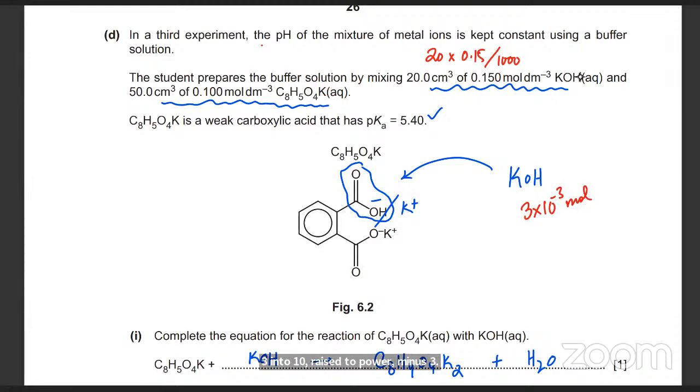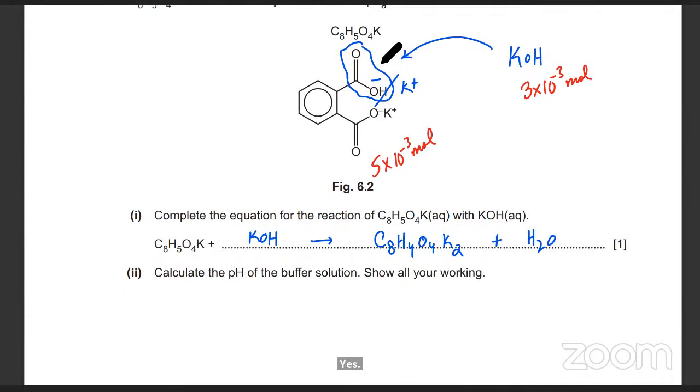And how many moles of this molecule did you have? 50 into 0.1, that's 5 times 10 to the power minus 3, right? Yes. So that's 5 times 10 to the power minus 3. Now, clearly the KOH is not in excess. It's not going to completely react. So there's going to be some of the acid that's going to be left at the end.